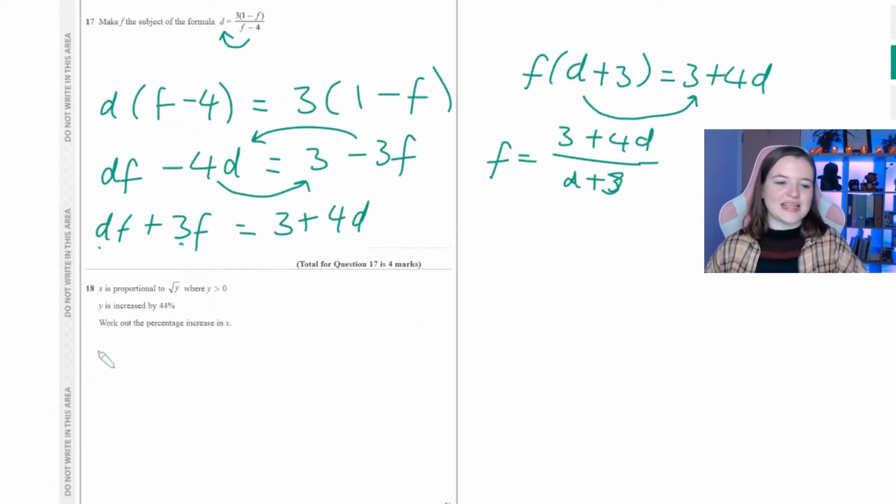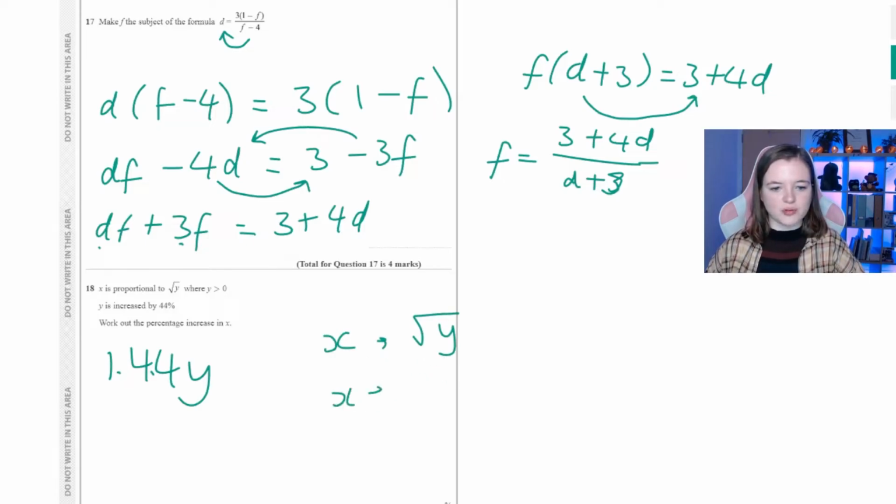Okay then, question 18. X is proportional to the square root of y, where y is greater than 0. Y is increased by 44%. Work out the percentage increase in x. So y has been increased by 44%. So I'm going to put y is now 1.44 of y, right? Because it increased by 44%, so that's now y. Then x is proportional to the square root of y. So x is proportional to the square root now of 1.44y.